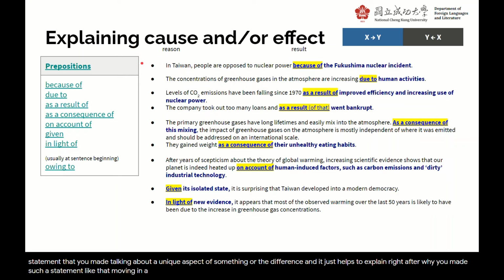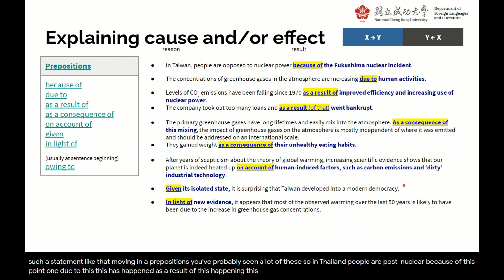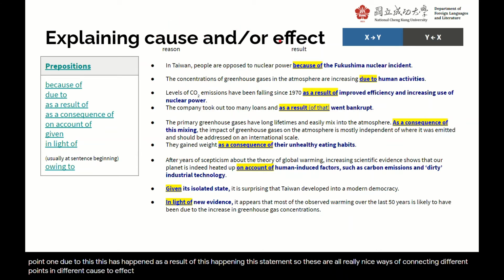Moving on to prepositions. You've probably seen a lot of these. So in Taiwan, people are opposed to nuclear because of this. Point one, due to this. This has happened as a result of this. Given this thing happening, this statement. So these are all really nice ways of connecting different points and different cause to effect, and the effect because of the cause.